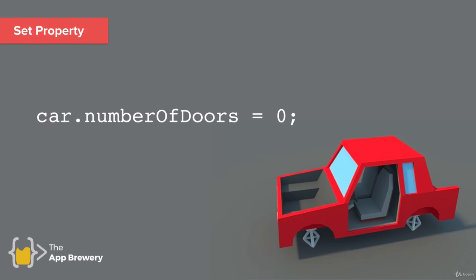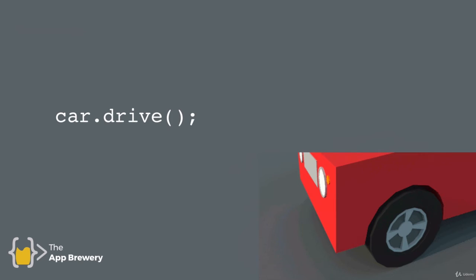Now, what about methods? Well, if we call the method drive on the object car, and remember we're still using that dot notation, then our car will do something. It will drive. It will start moving. And this is when we call a method on our object.